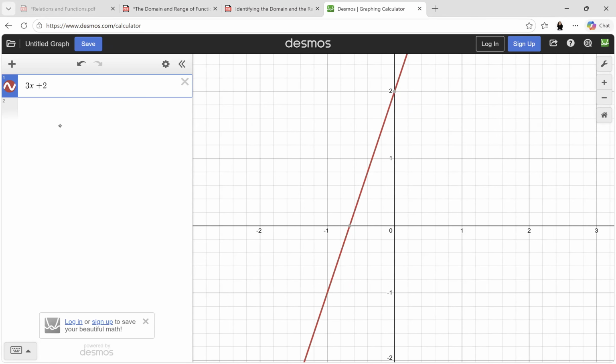Trying to plot that point. I don't know how to do it. I can't remember how to do it. Anyway, we'll figure it out eventually.